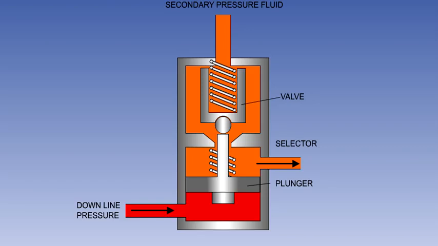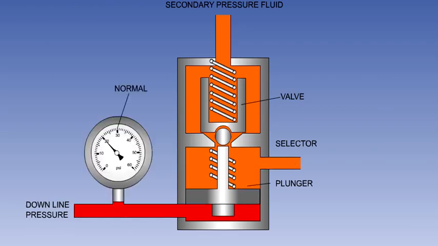A hydraulically operated sequence valve uses the change in hydraulic pressure as a service operates for its operation. In the diagram, hydraulic pressure in the supply line to the service being monitored is being felt on the bottom of the plunger. While the service is operating, this pressure will be low, allowing its spring to keep the plunger down.